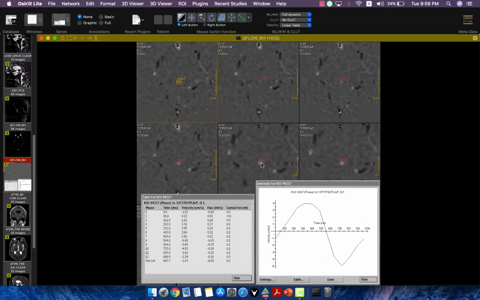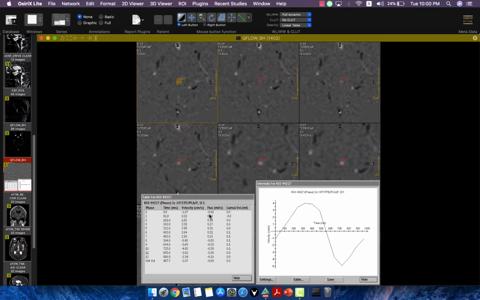So we put a ROI along the aqueduct of Sylvius, and as we see here, a curve is generated and tapered with a certain value. Some machines produce the stroke volume automatically, and others need it to be calculated manually. On a Philips machine, this will be produced. We can calculate stroke volume by adding the flow values here, those that are negative.